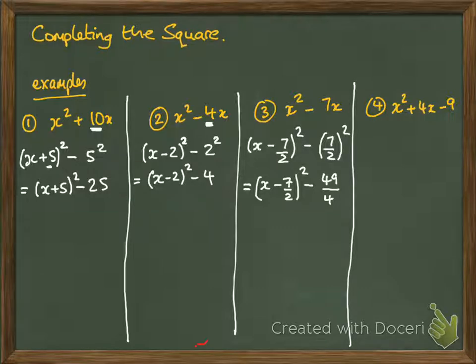Okay, now question 1, 2 and 3 aren't your normal types of quadratics. Question 4 is the ones you're more familiar with, where you've got 3 terms. So you do exactly the same process. You'll be completing the square on this part of the quadratic here.